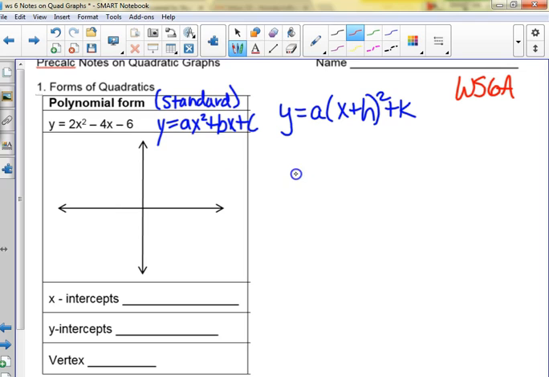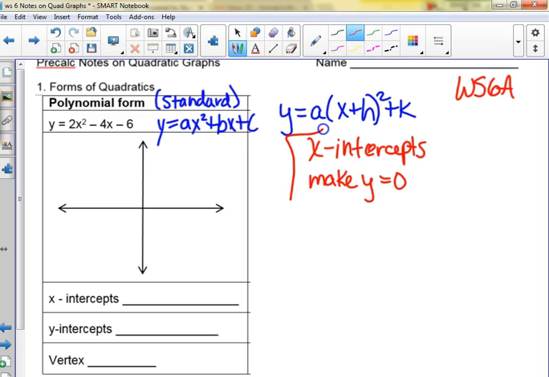We're going to talk about different ways you could do this problem to find these three things, but let's just do the intercepts real quick. How do you always find x-intercepts? Yes. Make y equal to 0. Okay, x-intercepts, you always make y equal to 0.